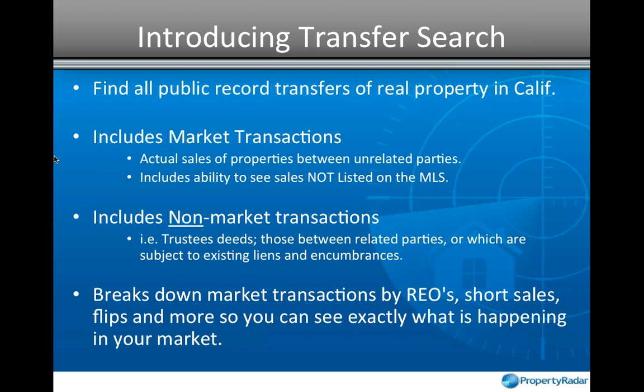Somebody buys a house at full market value, or in a market transaction, and flips it. Somebody buys it as an REO and flips it. Somebody buys it as a short sale and flips it. We break all of those things out.